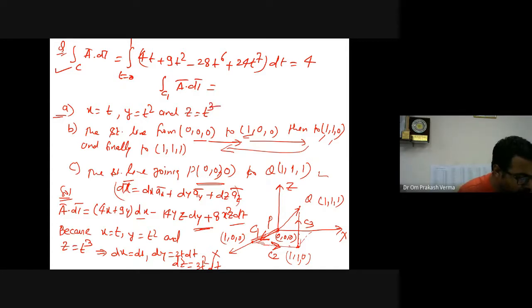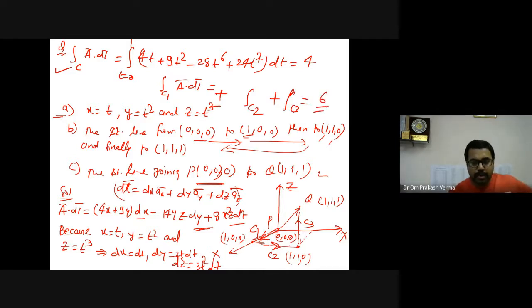In a similar way, for the C2 curve, y is varying from 0 to 1, and for the C3 curve, z is varying from 0 to 1. So in this way you can find and add up the line integrals for C1, C2 and C3, and it will come around 6, right? So just try to solve. And in a similar way, you can also find the point P002, you know, 111.